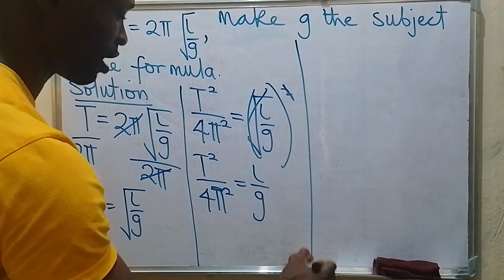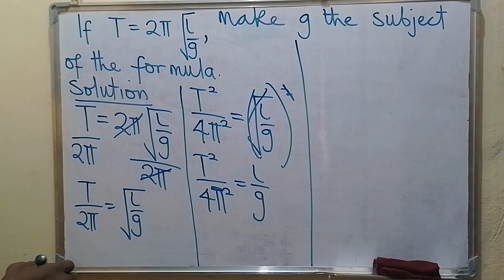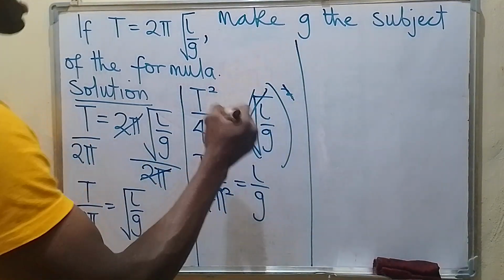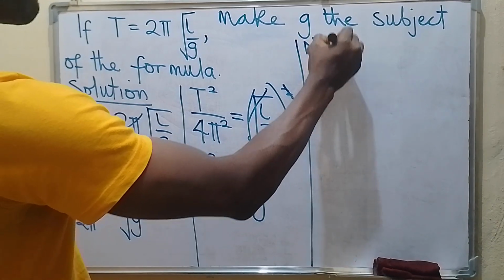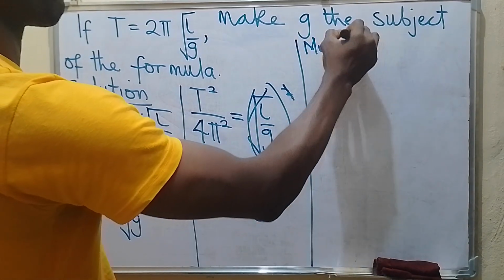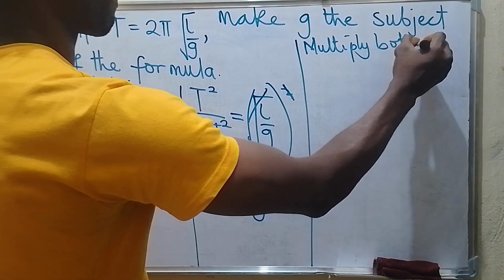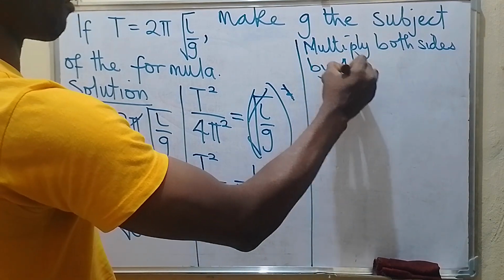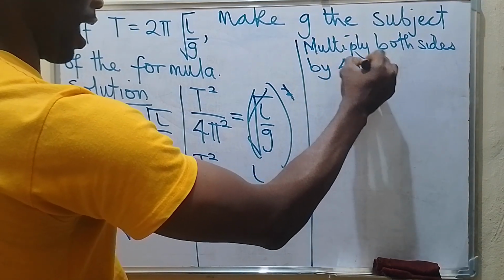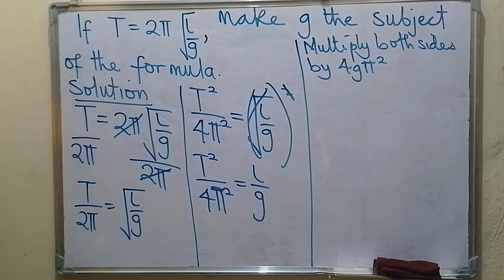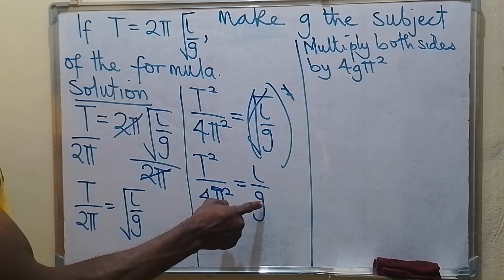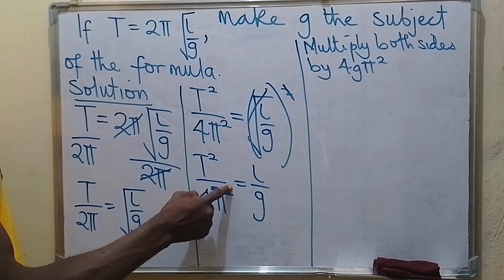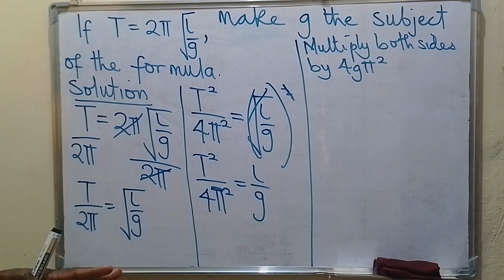So now we will not leave this side like this. What we are going to do is multiply both sides. In fact, this one I'll go write so that you remember them. Multiply both sides by 4g pi squared. Why I want to do like that? So that we will remove g from under here and remove 4 pi squared from under here. That is, we clear all the fractions. So we use the LCM of the two fractions to multiply both sides.